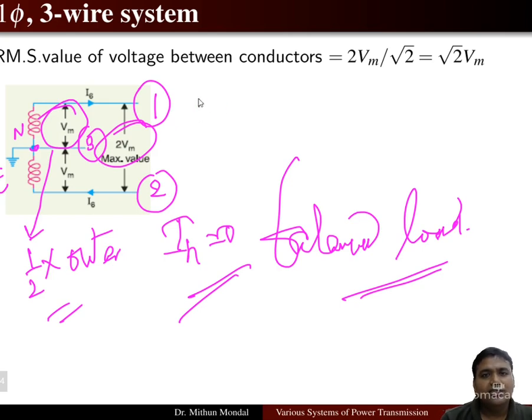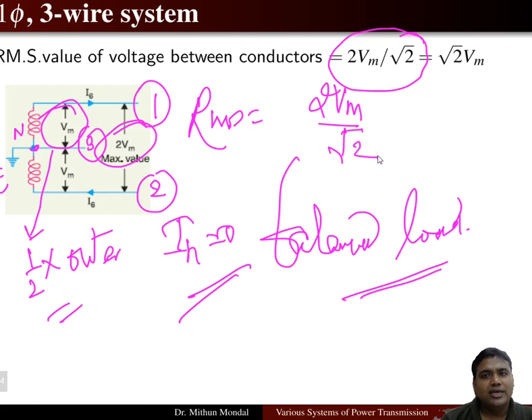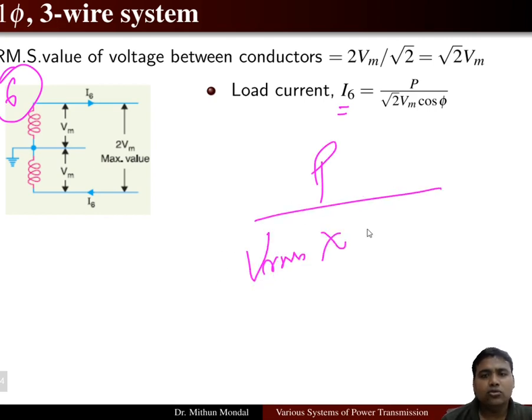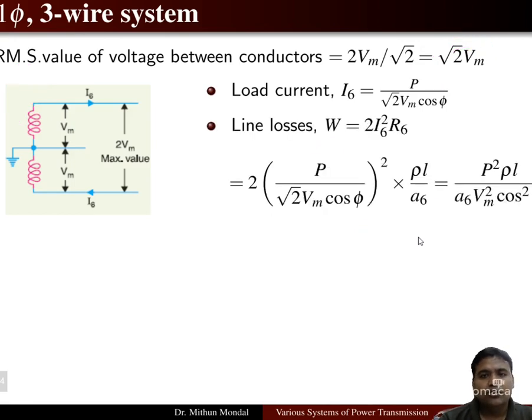So again you determine the RMS value. The RMS value is 2 Vm by root 2, where 2 Vm is the maximum voltage divided by root 2. Then you are getting root 2 into Vm. What will you do next? You determine the current. Determine the current, in this case I6, because this is our 6th point. We are discussing the 6th. So I6 is equal to the power, which is constant, divided by V RMS into cos phi. V RMS you have got as root 2 into Vm. Cos phi is the same for all the cases. So we determine the load current.